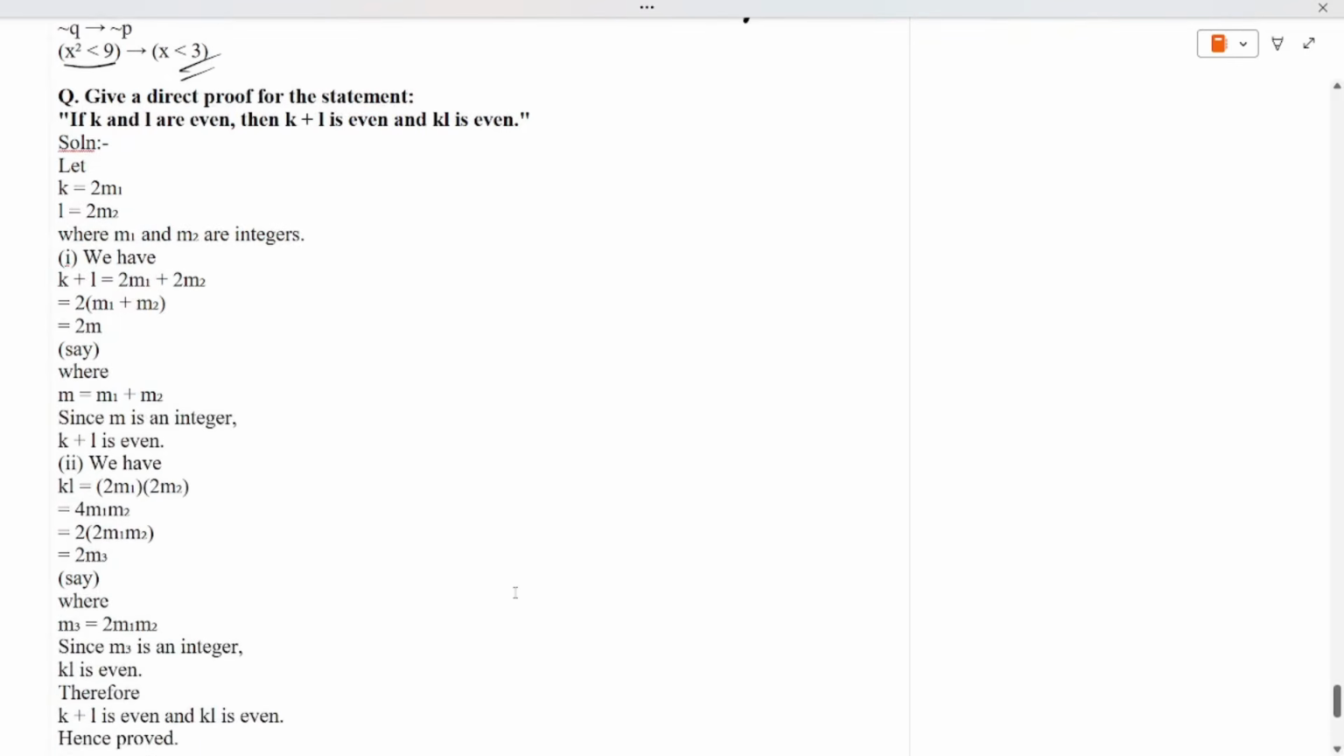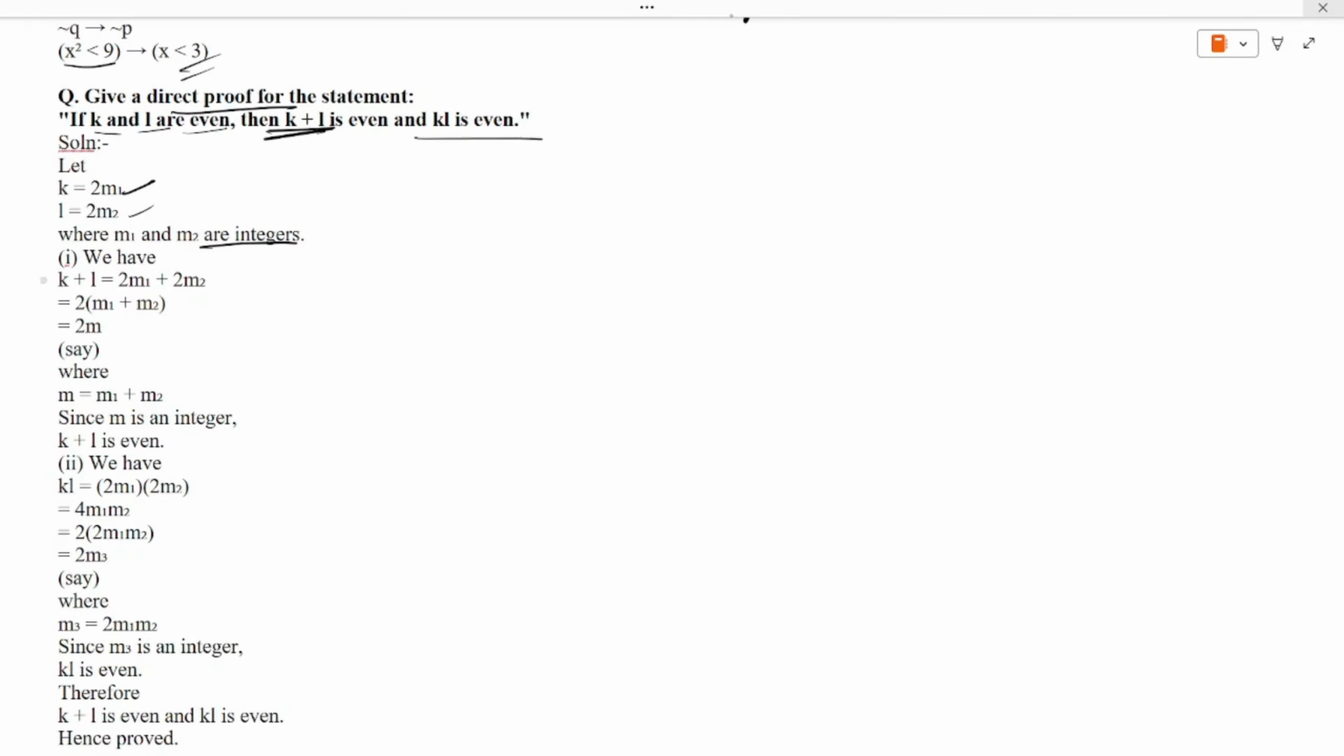Now the next question is about the direct proof for the statement: k and l are even, then k plus l is even and kl is even. That is sum and product they have asked. Now we will see how to prove. k is equal to 2m1, some integer you take, and l is equal to 2m2, also some integer. Now what you will do? k plus l they have said, right?